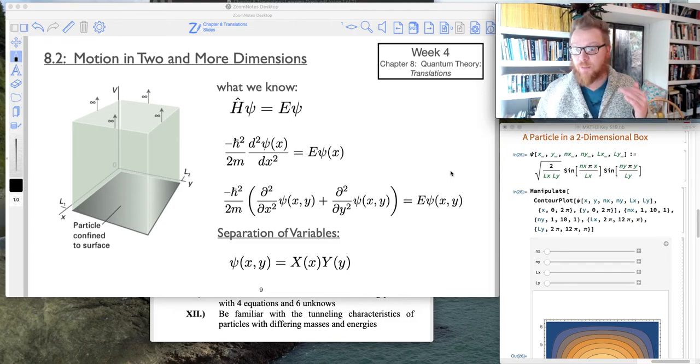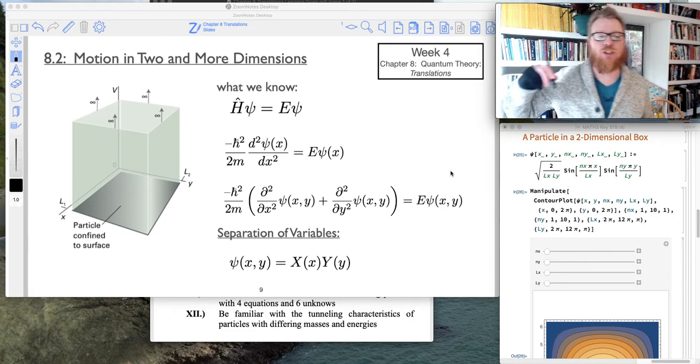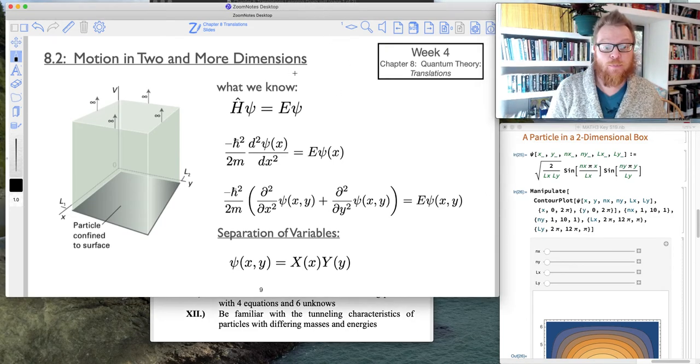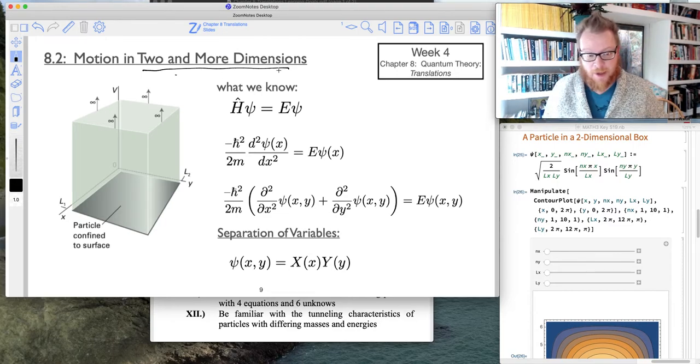Folks, here we go, picking up right where we left off. I want to go straight into it. We're going to pick up from this problem we just did, particle in a one-dimensional box. And we're going to expand this to 2 and more dimensions, okay?